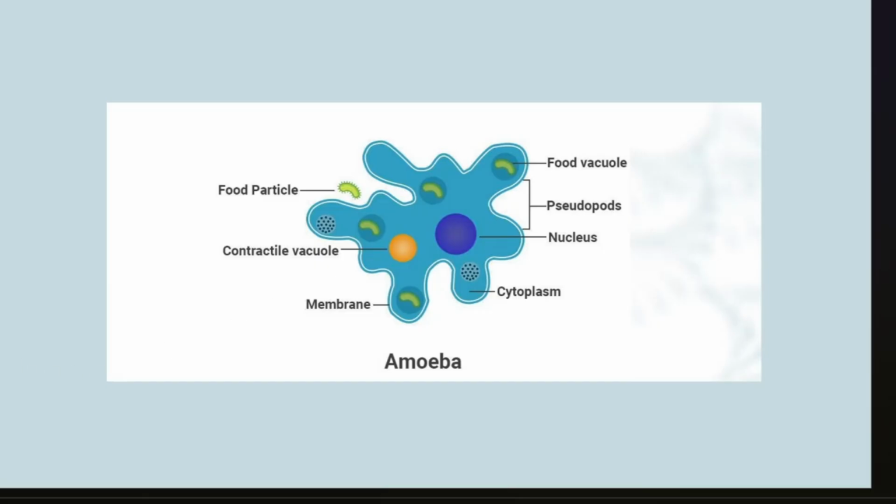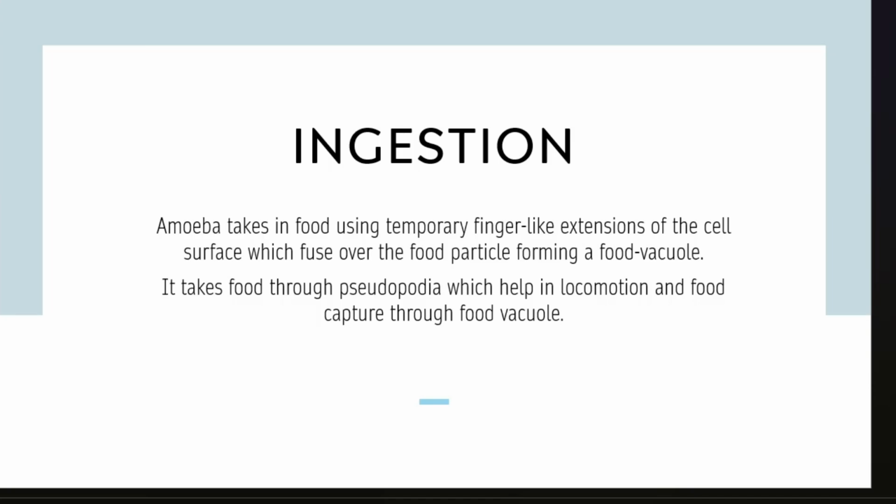Okay, so this process is known as ingestion. Ingestion is a temporary finger-like extension of the cell surface which fuses over the food particles, forming a food vacuole. Okay, वो क्या करेंगे, अपने surface को ऐसे फैलाएंगे, finger like projections निकालते हैं, extensions निकालते हैं और food particle को cover कर लेते हैं. Food particle को cover करके वो अपनी body के अंदर ingest कर लेते हैं और एक food vacuole बना लेते हैं. ठीक है, food vacuole मीन्स कि फूड के अराउंड एक लेयर फॉर्म कर लेना.